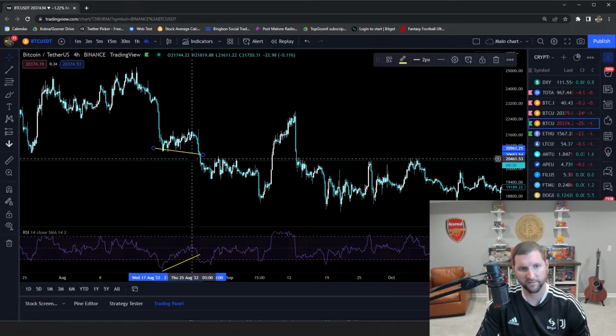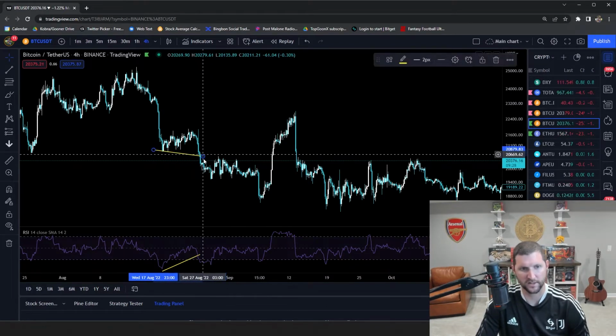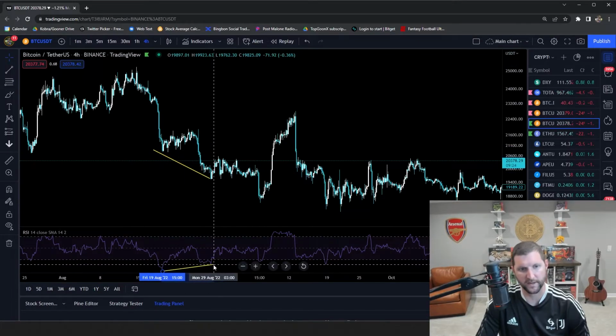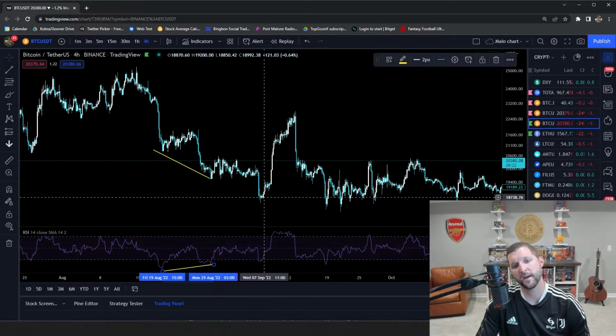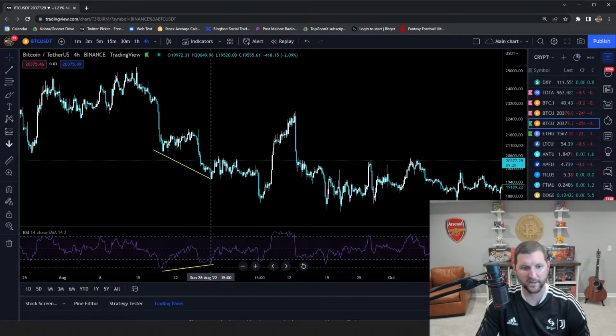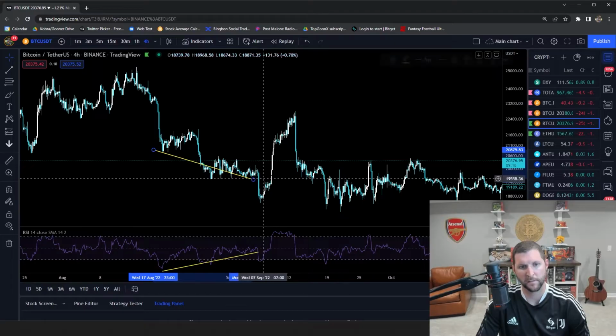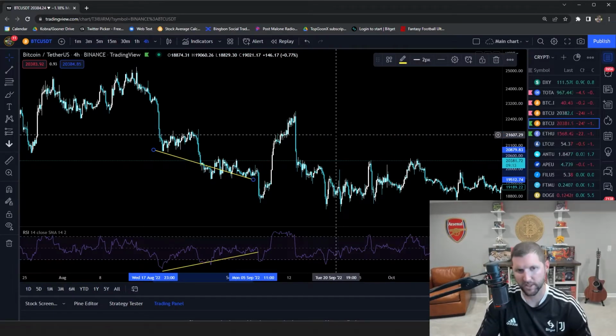So this would have given you a false divergence that broke down all the way down to here before it finally bounces slightly and then breaks down even further. And you would have had a divergence this whole time here as price is lower. So that is going to be completely worthless and nothing you can do about it.